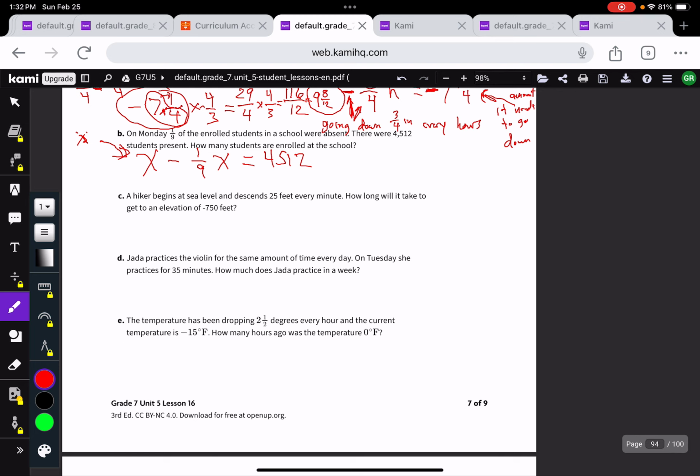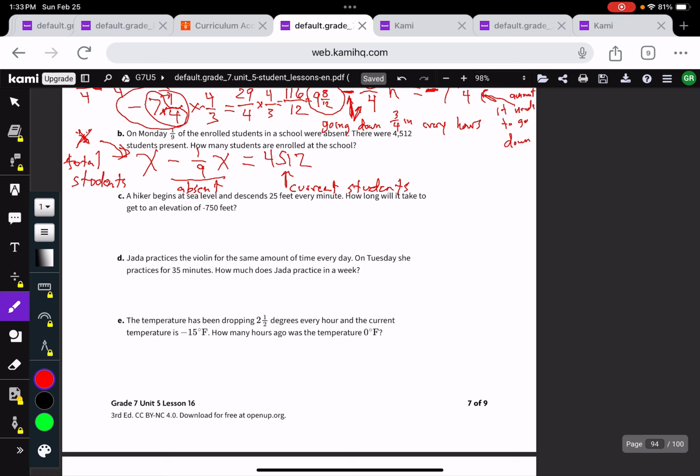On Monday, so back to this, what does X stand for? X is the total students, or total students enrolled. Got it? The minus 1/9, that is the absent kids. And this is the current students. Now I'm going to borrow some space down here.